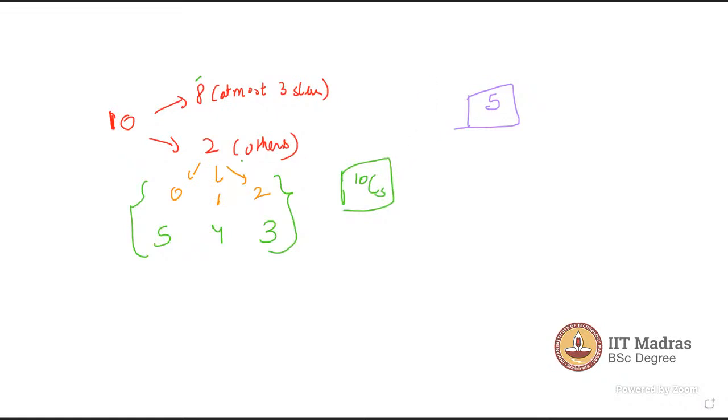Correct. And if it was at most 4, then you couldn't do this, because it will not be satisfied. Then you will have to make cases. Then you have to go with the first way of doing it.